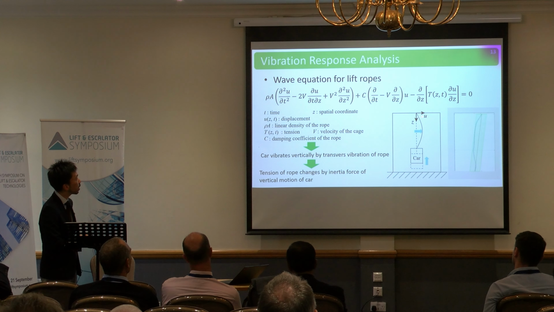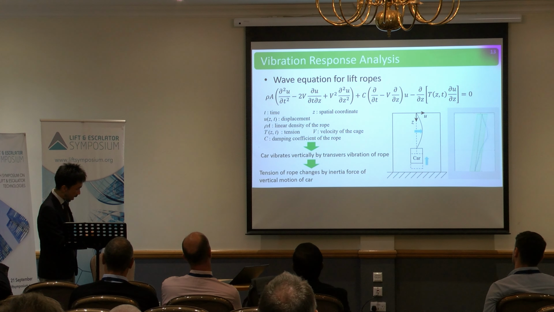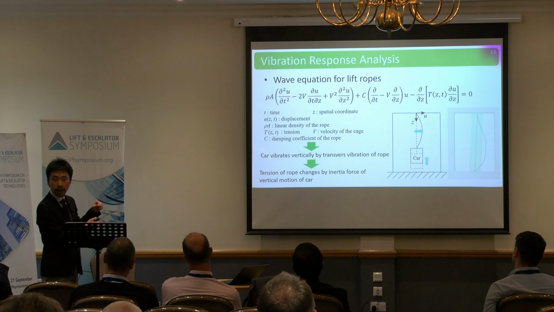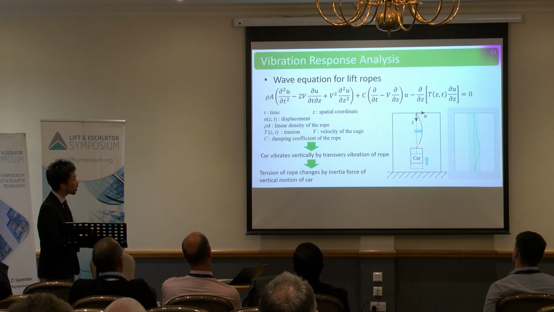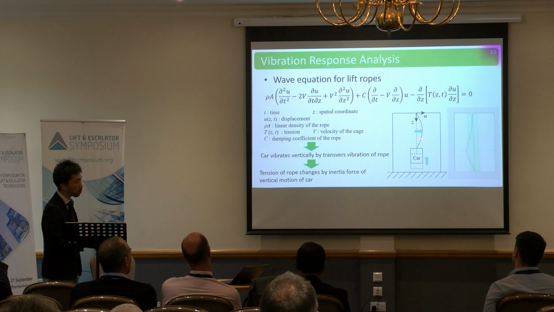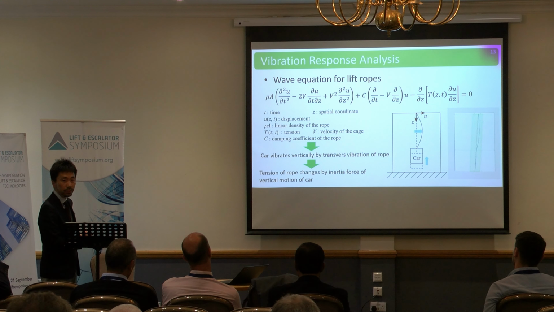This means the top of the rope has tension not only from the weight of the car, but also from the weight of the rope itself. On the other hand, at the bottom of the rope, we don't need to consider the weight of the rope itself.